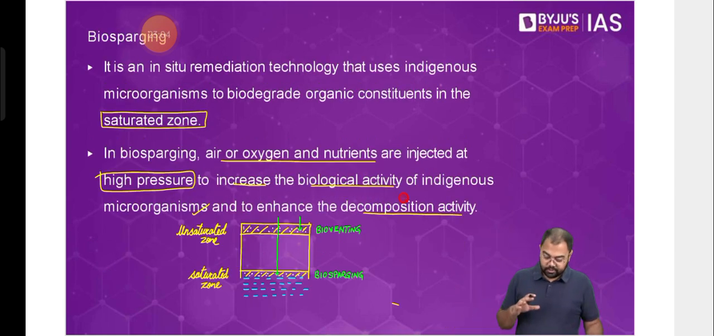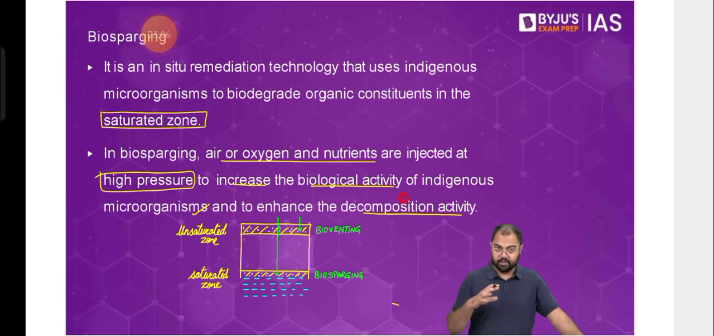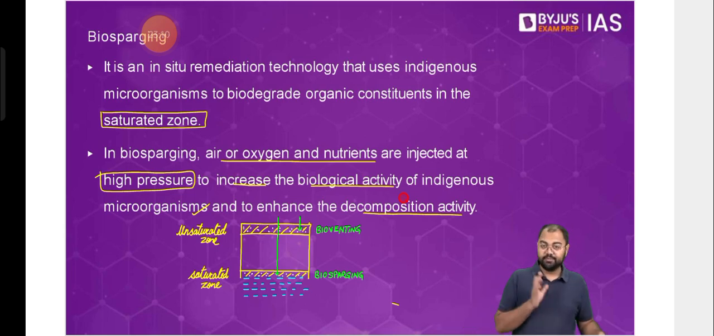So in the decomposition activity, for example, the decontamination of water bodies can also be done with the help of biosparging. The decomposition of saturated soil can also be done by biosparging. The decomposition of unsaturated soil will be done by bioventing. So that's the basic difference between the processes.